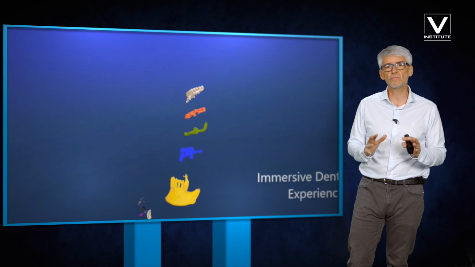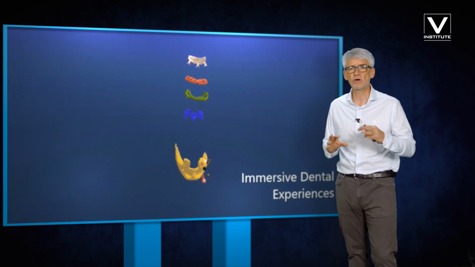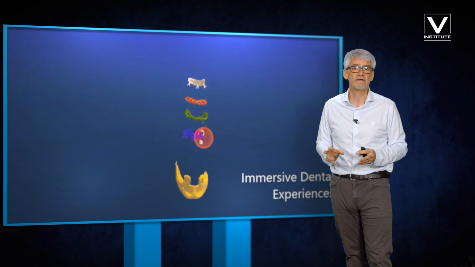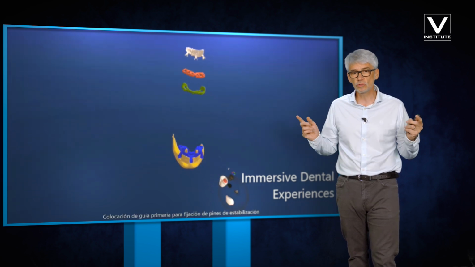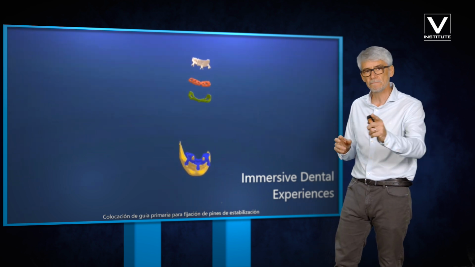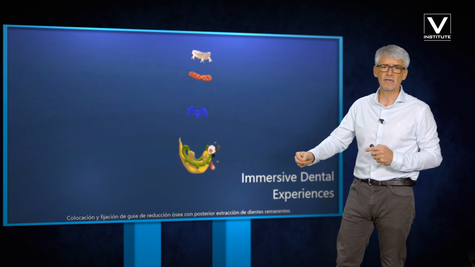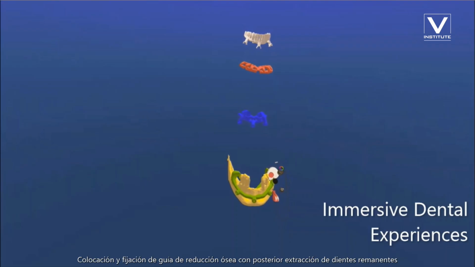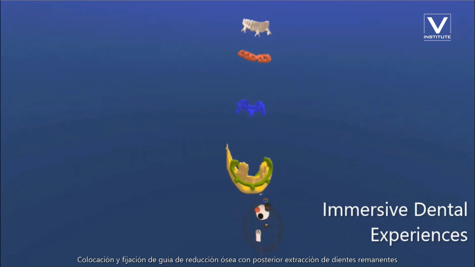This is the way I show my patients what I'm going to do, as well as my colleagues. So, let's say at this moment you have the lower. We're going to install a primary guide to drill pins. This is a teeth-supported guide. So we will make 3 holes. Then we will take it out. We will fix the bone reduction guide, and we have the holes for the pins. We will perform the extractions.